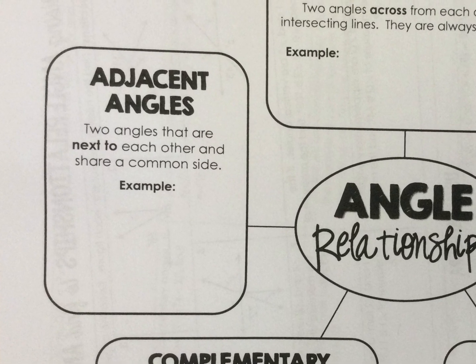So these are relationships for angles. A relationship, we have different roles with different people. I am a mom, but I'm also a sister to my brothers. I'm also a daughter to my parents. So these angles can be different things when they're with different angles. So first, let's talk about adjacent angles. We know that adjacent means touching.